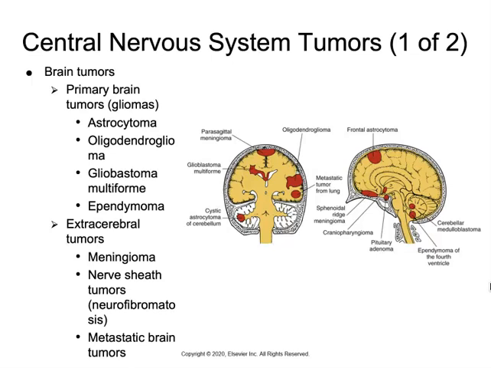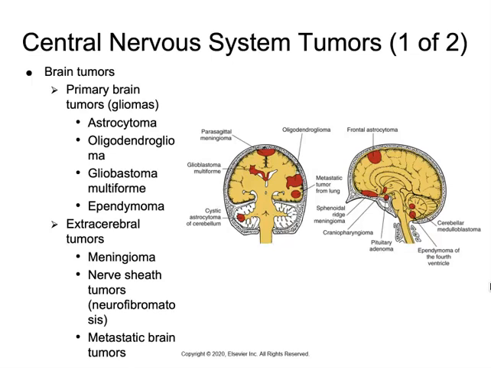Lastly, we'll discuss central nervous system tumors. And these can originate in the brain or spread from other parts of the body. Our primary brain tumors are known as gliomas, and they arise from the glial cells and include astrocytomas, oligodendrogliomas, glioblastoma multiforme, and the most aggressive type, which are ependymomas, which develop in the brain's ventricles.